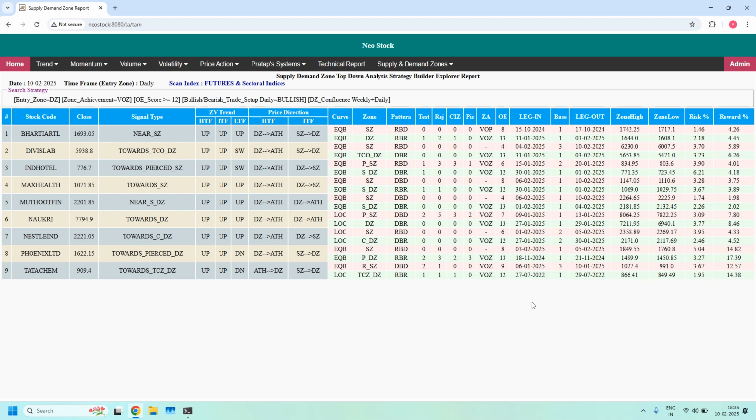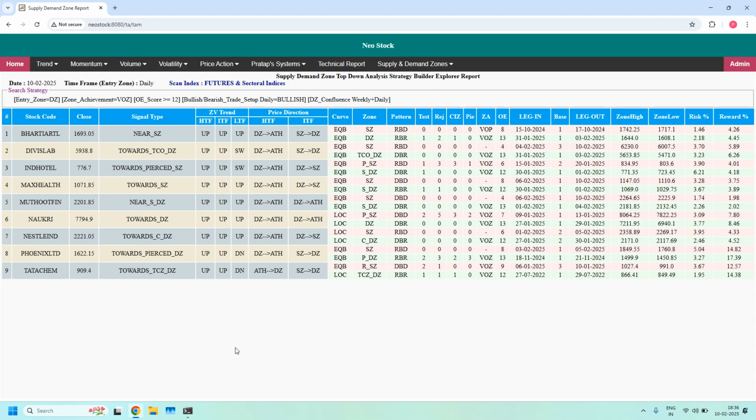So these 9 daily demand zones are having confluence with weekly time frame. See the filter. Demand zone confluence, weekly and daily together. That means in all these 9 stocks, these daily demand zones are overlapped with weekly demand zone. That means they are part of weekly. Daily is part of weekly. And weekly trend is up in all these stocks, ITF trend.